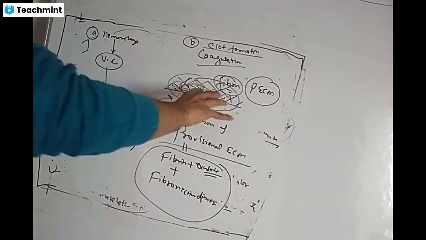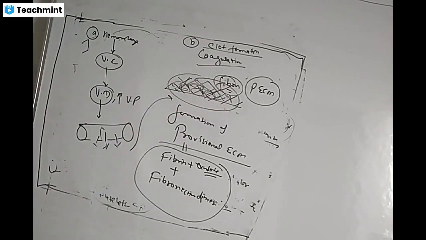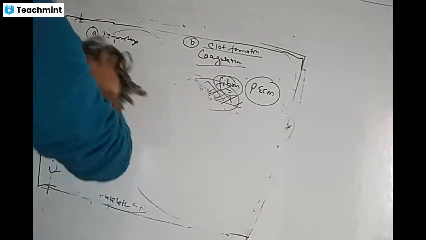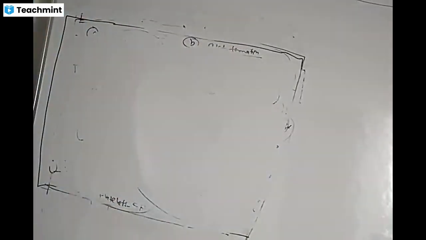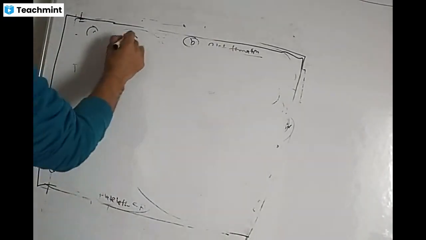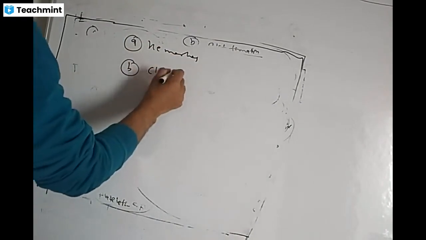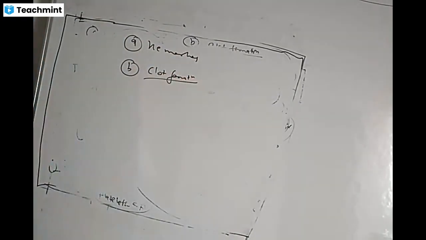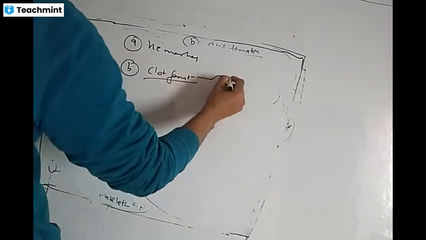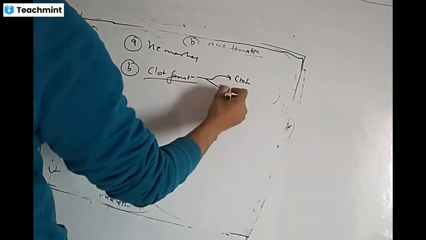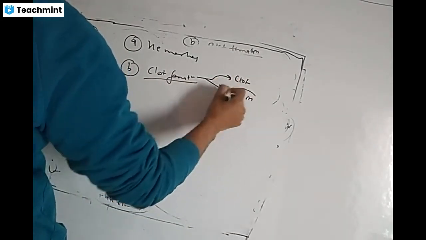At this point of time, there is no collagen deposition. So this is not a true matrix. This is a false matrix. The true extracellular matrix is formed by the collagen fibers. So the second step after bleeding, first was hemorrhage, the second step is clot formation. In this clot formation, what are the important steps? One is the clot itself, and second is the provisional extracellular matrix.